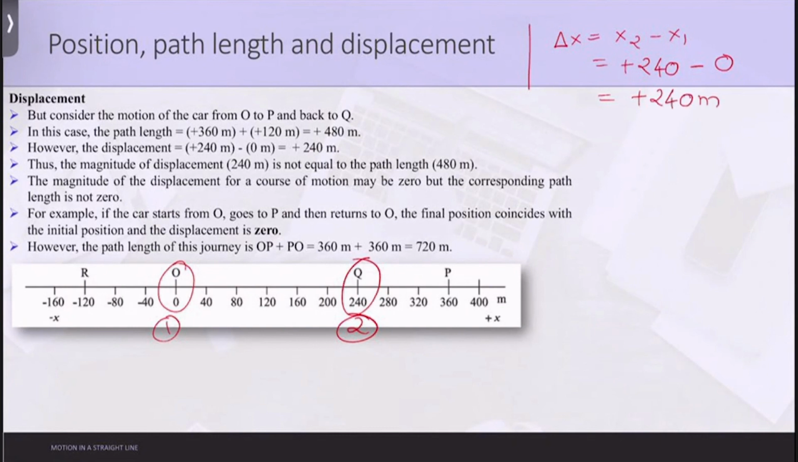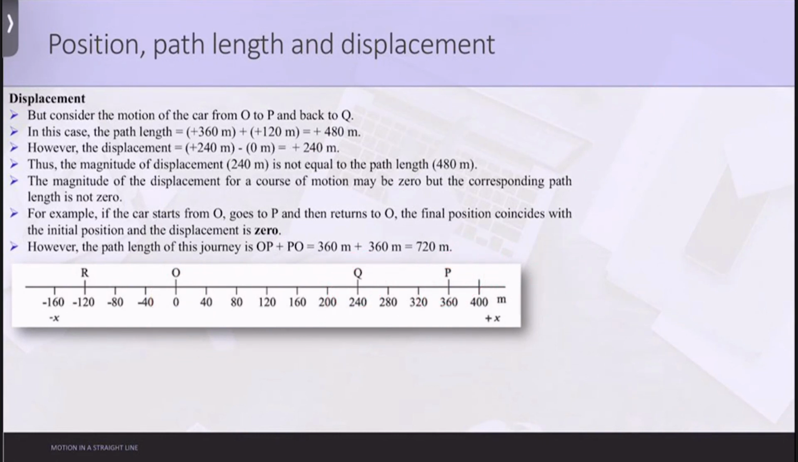So basically what does it mean? From the initial position, in which direction will we move? If we need to go to Q, we will move in this direction. It doesn't see whether you reach P or any other point. It won't see any of the other points here. It will just see the initial and the final. That is one of the attributes of displacement. So the magnitude of displacement, that is 240 meters, is not equal to the path length.